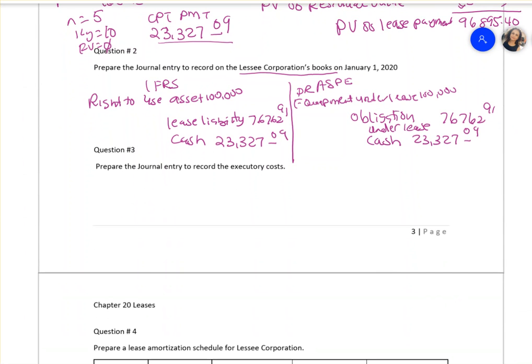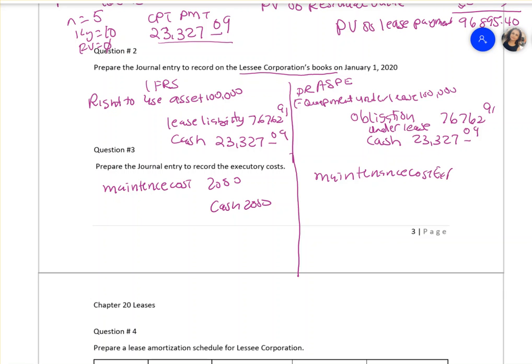The next part is to record your executory cost. Your executory cost is 2,000. That didn't change from our previous example. So in this case, we have a maintenance cost, which will be your 2,000, and you have cash of 2,000. And we're going to do the same thing here under ASPE: the cost is going to be charged as an expense, and then you have cash of 2,000. Again, it will be maintenance expense that'll be charged.